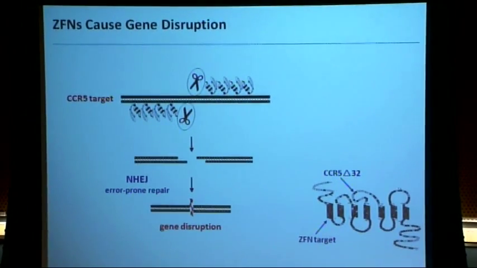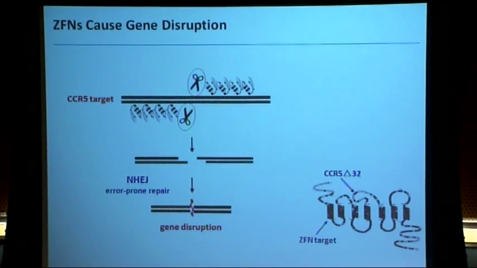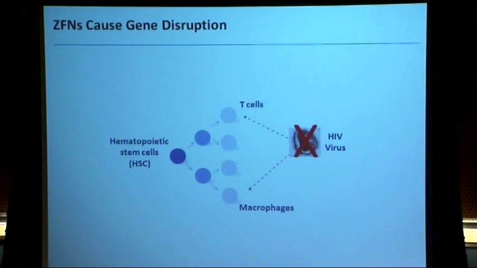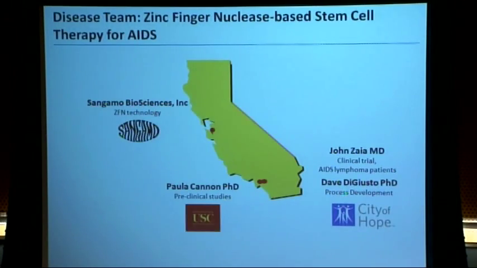And so what we're doing is making nucleases which cut the CCR5 gene, allowing this NHEJ process to repair the gene and disrupt it, and in this case, essentially phenocopy, knock out the CCR5 locus. And the idea then is that we can do that in hematopoietic stem cells, and by doing so, provide the patient with the ability to control HIV. So this is a collaboration between Sangamo, Paula Cannon's group at USC, and John Zaia and Dave DiGiusto's group at City of Hope. This is a CIRM-funded disease team.